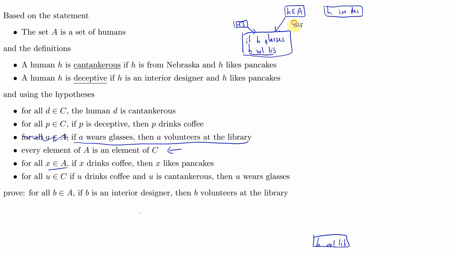Using H5 together with little h belongs to capital A should give us the implication: if H drinks coffee, I'll just write H coffee, if H coffee, then H likes pancakes. Okay, so we got that there. And then, sure, let's also look at what the fourth hypothesis gives us. So H4 together with little h belongs to A should give us that little h belongs to little c.